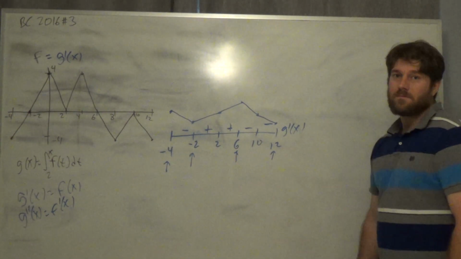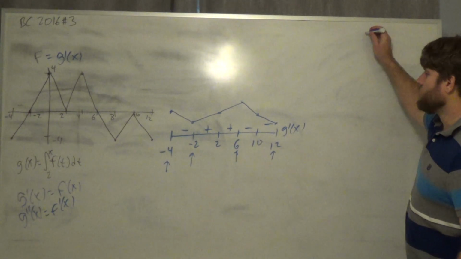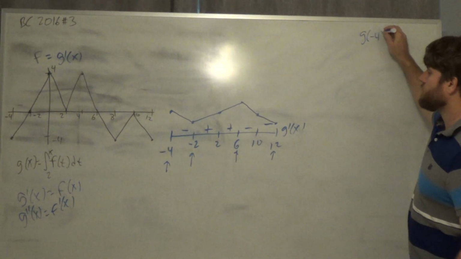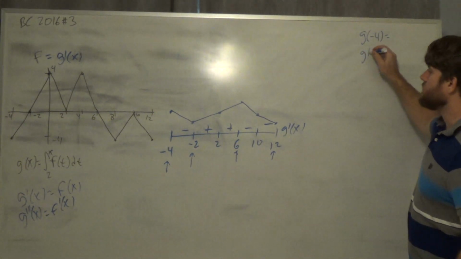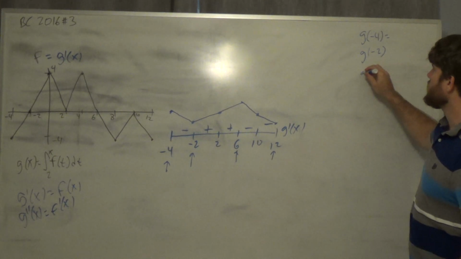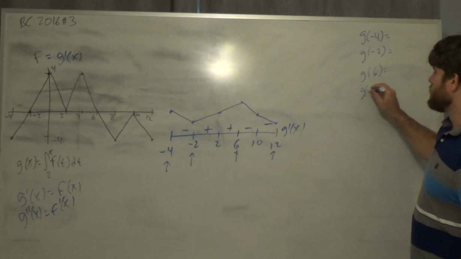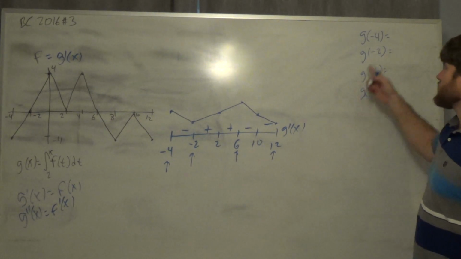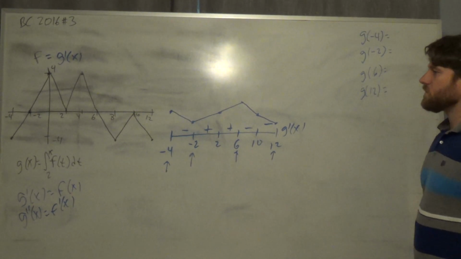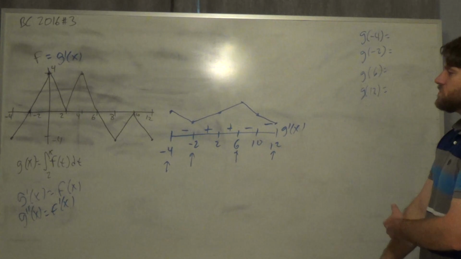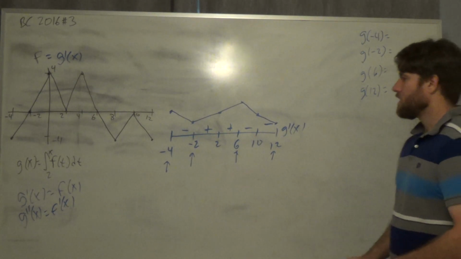Now off to the side, I'm just going to keep track of what I need. I need to know what is g of -4, what is g of -2, what is g of 6, and what is g of 12. So I'm simply going to find all those values. The biggest one wins, the smallest one loses. All right.